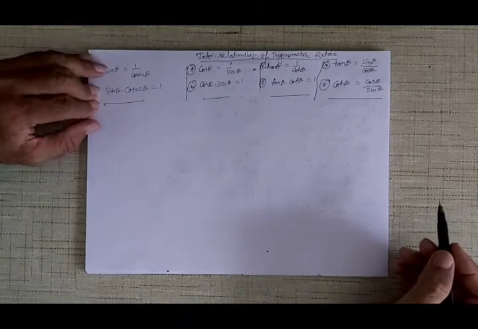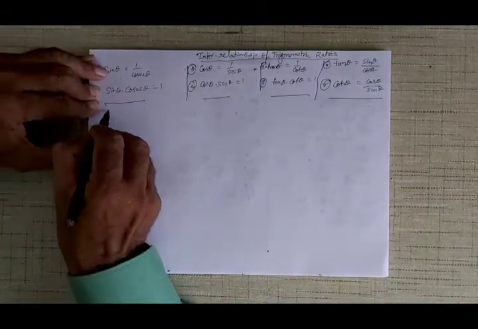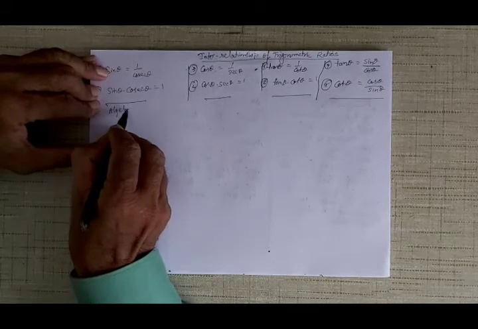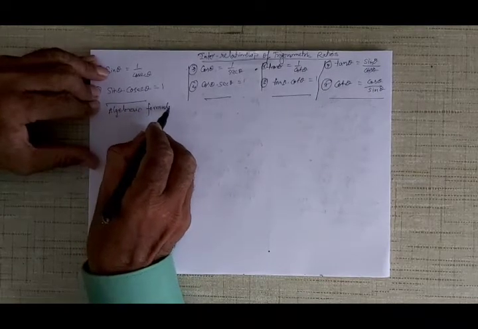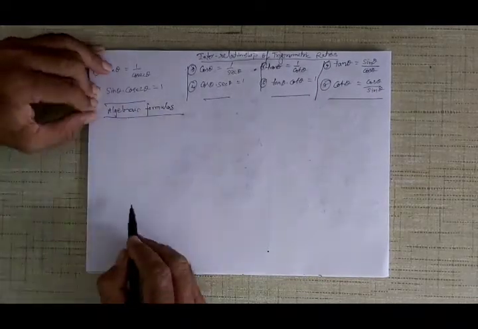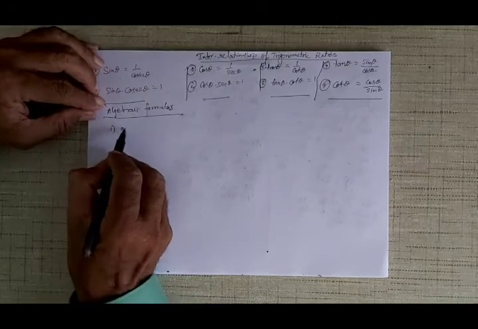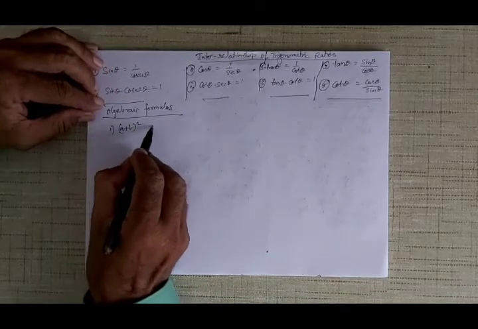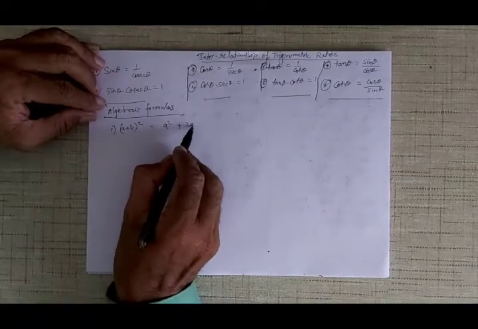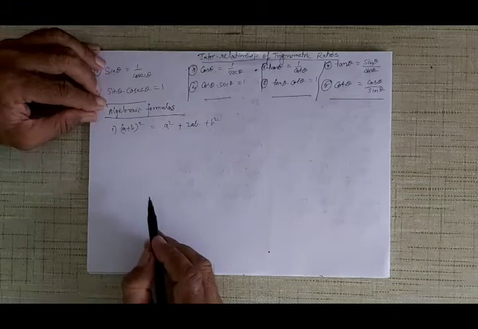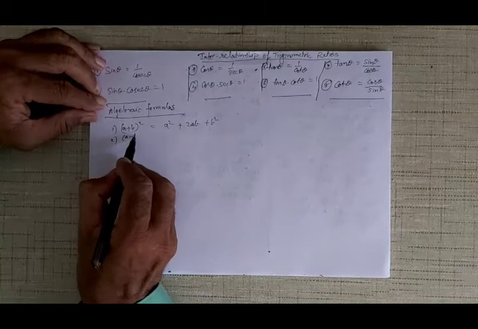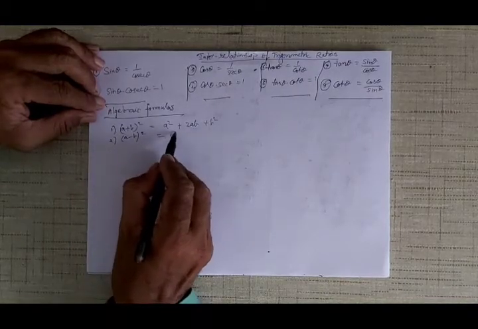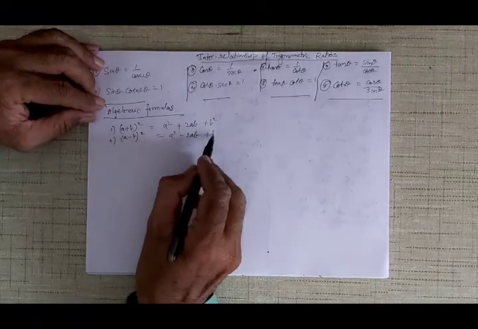Now, in addition to all this, for solving these trigonometric identity related problems, you should know algebraic formulas also. Algebraic expansions or algebraic formulas. Now, many students still don't know these algebraic formulas. For example, a plus b whole square is a square plus 2ab plus b square. Remember, you have learned this in 6th standard, 7th standard, 8th standard also, and you have to know this. A minus b whole square is a square minus 2ab plus b square.